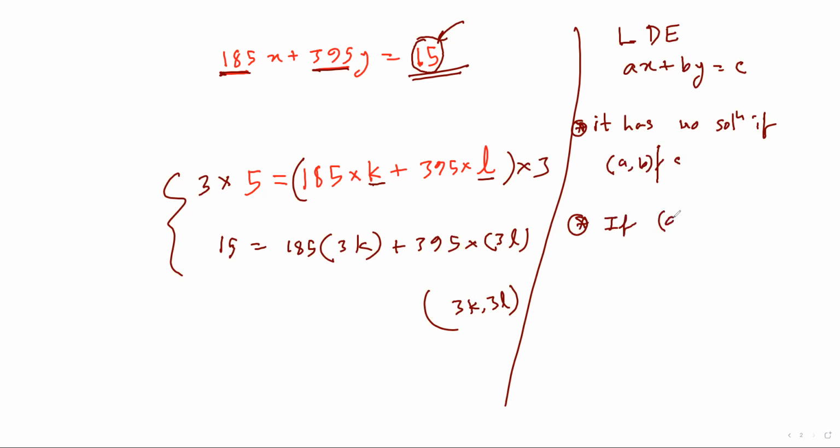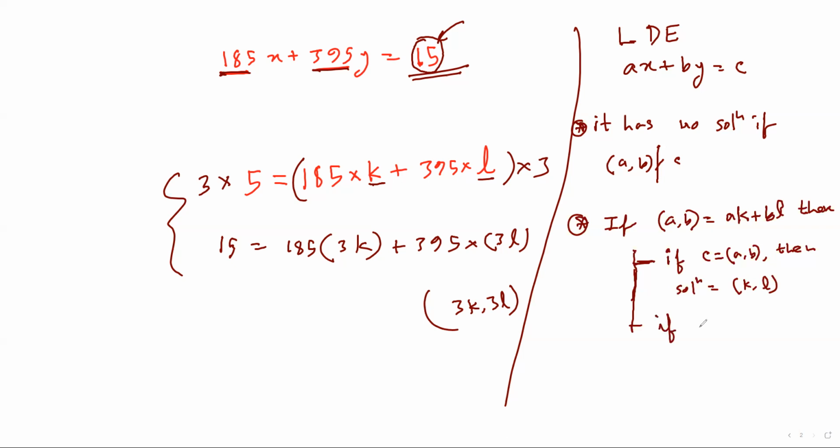If GCD of a, b, we know that GCD of a, b can be expressed as a linear combination, sum ak plus bl. Then we have two cases. First one is, two subcases to be more precise. If c itself is the GCD, then solution is k comma l.